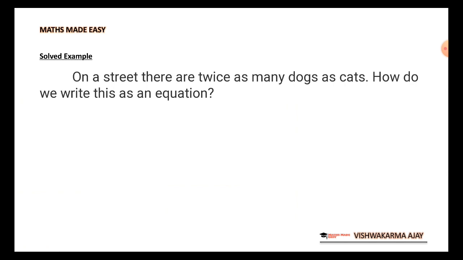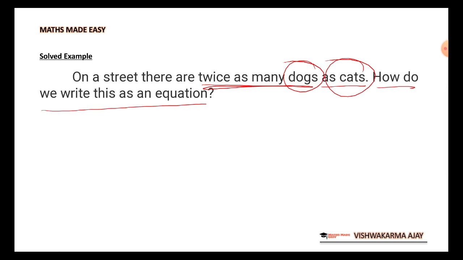Now, it's a very simple question. On a street, there are twice as many dogs as cats. How do we write this as an equation? This is a question involving two unknowns, the number of dogs and the number of cats on the street. So we know what our variables are. We have to frame an equation based on them. See, again read the information given to you. On a street there are twice as many dogs as cats, meaning the number of dogs is double the number of cats.